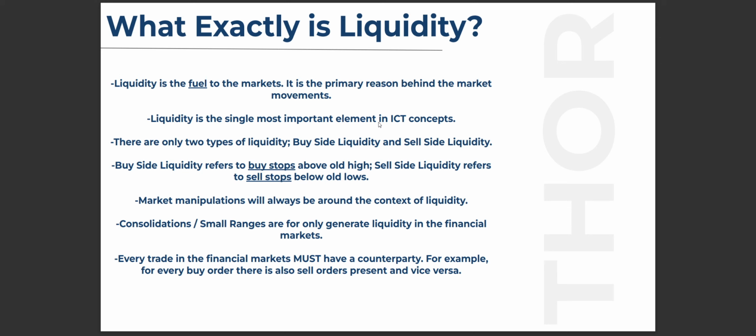There are two types of liquidity, as you know: buy-side liquidity above old highs and sell-side liquidity below old lows. Buy-side liquidity refers to buy stops, and sell-side liquidity refers to sell stops in the marketplace. Essentially, they are orders residing in the market.